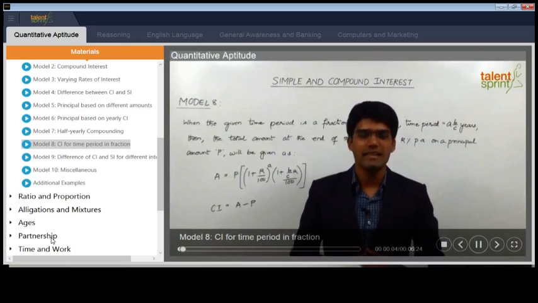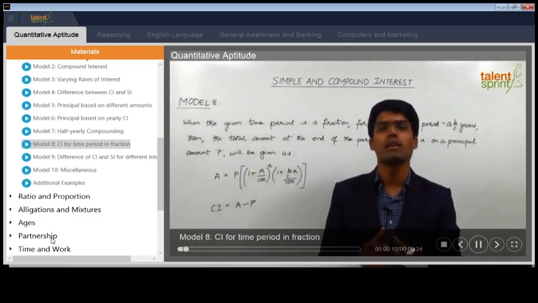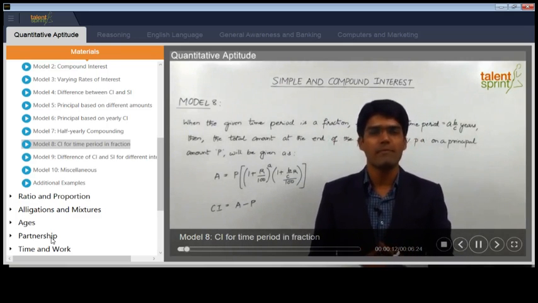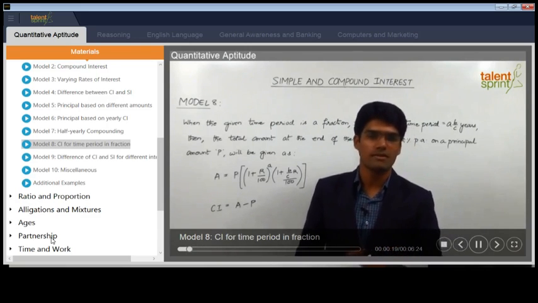Let us now take the next model from simple and compound interest, where we are supposed to find out the total compound interest or the total amount for a given time period, which is in terms of fraction. Let us first understand what is the formula to be used to solve such questions.